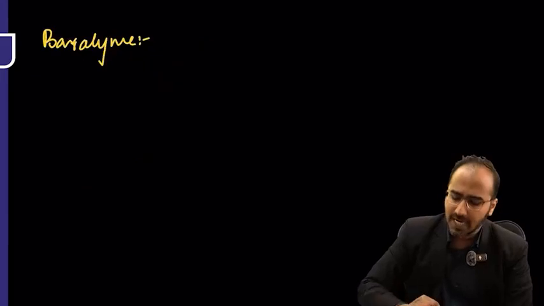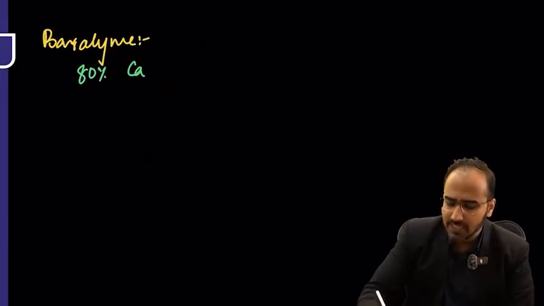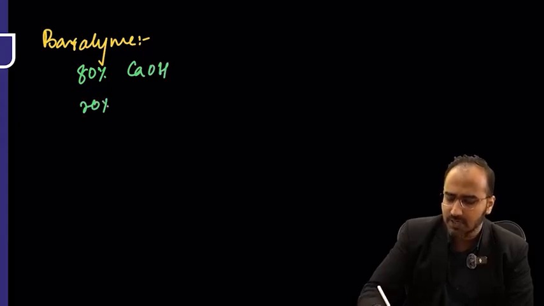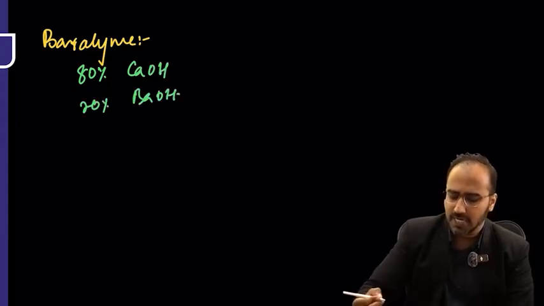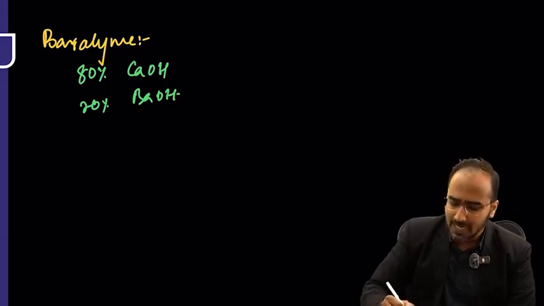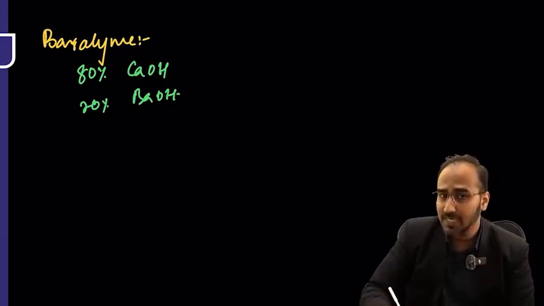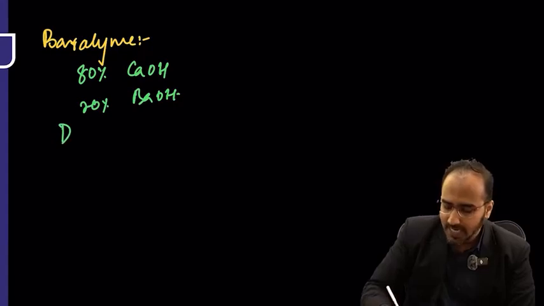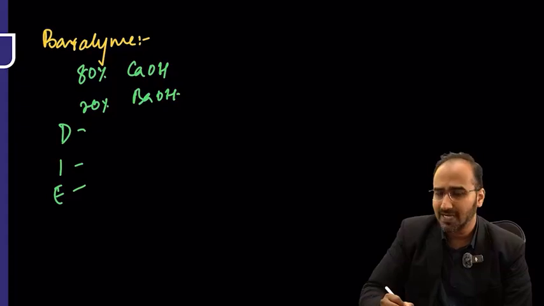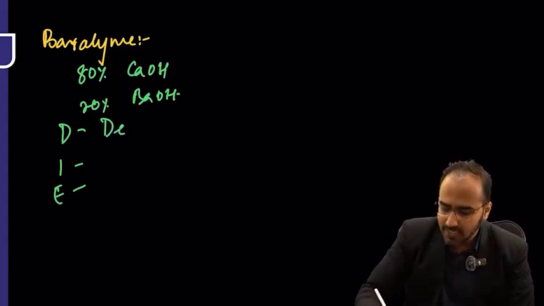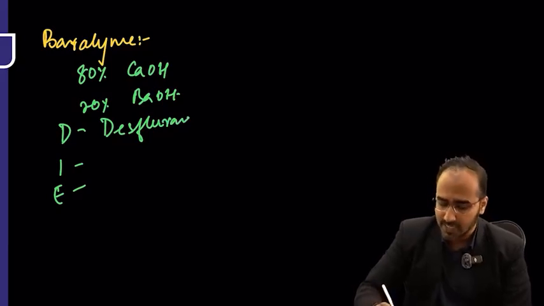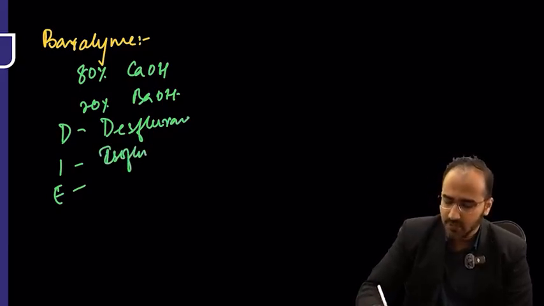Okay. Next is baralyme. Baralyme is made up of 80% calcium hydroxide and 20% barium hydroxide. Whenever you are using baralyme, again some agents need to be avoided. Die agents need to be avoided with baralyme. Why? Because the patient might die. D stands for desflurane. I stands for isoflurane. E stands for enflurane.